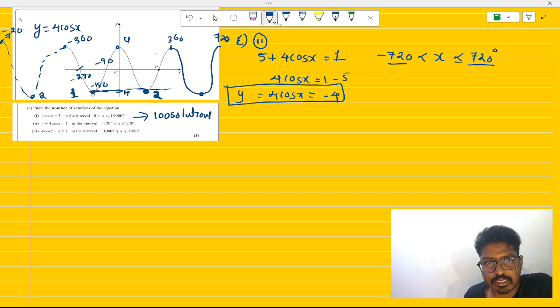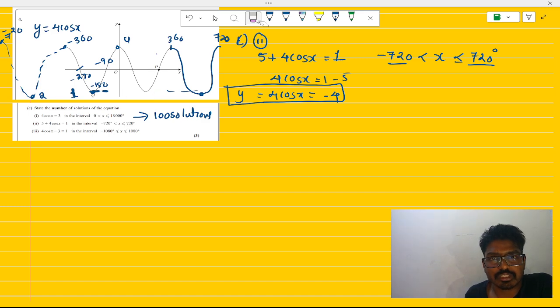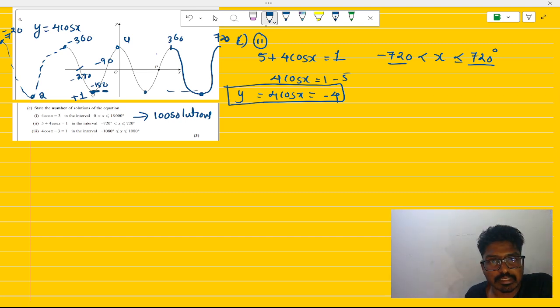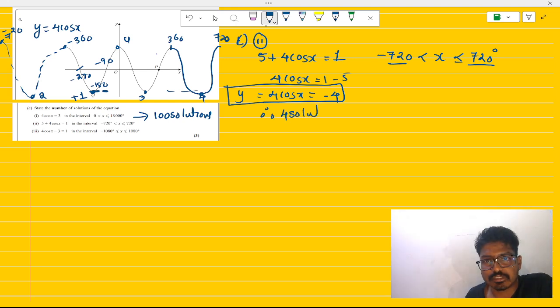And then if you look at it, between that, again this is touching another point. Here it is going to touch the first point, second point, and this would be the third point, this would be the fourth point. So the total of 4 points will be touching. So therefore our solution will be 4 solutions.